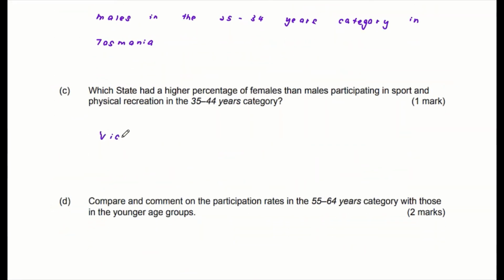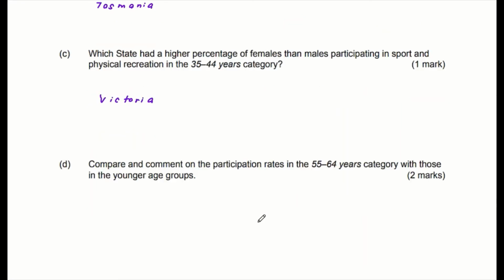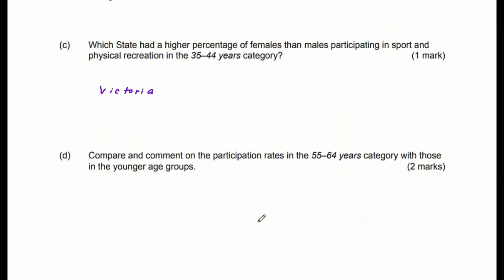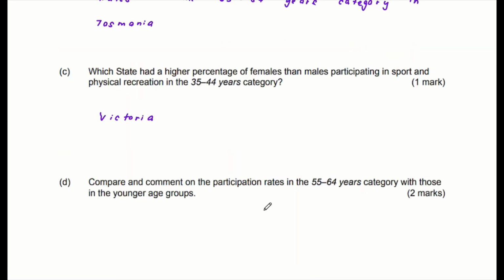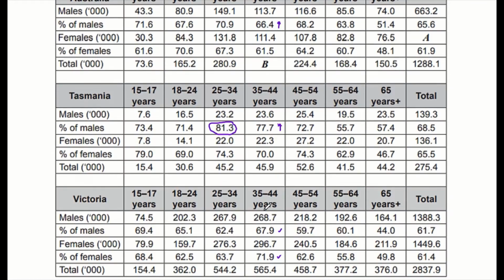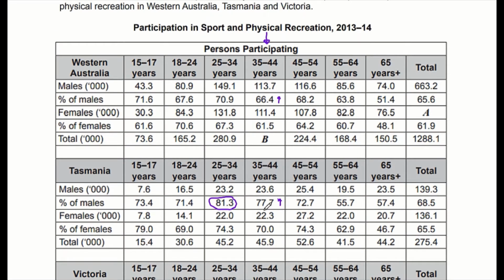Okay, so 1 mark. Then after that, D: compare and comment on the participation rate in the 55 to 64 years category with those in the younger age. Same thing, you can just try to find it out like this. Focus on the part where you want to find. For example, this is the group that you are looking at, so that's why we are looking at this one. What is the common property that you will realize when you go through all the groups?